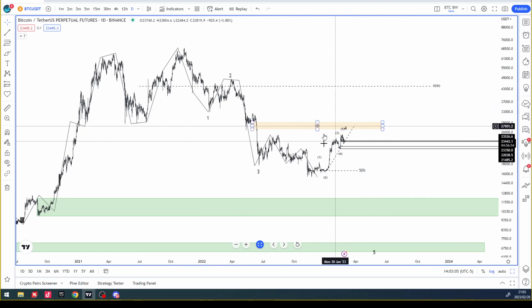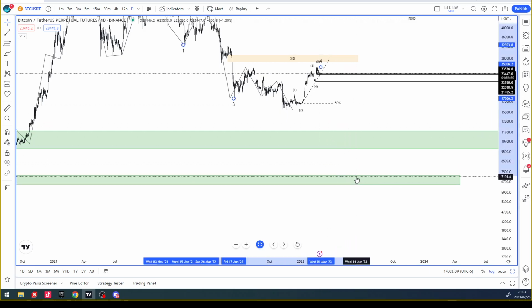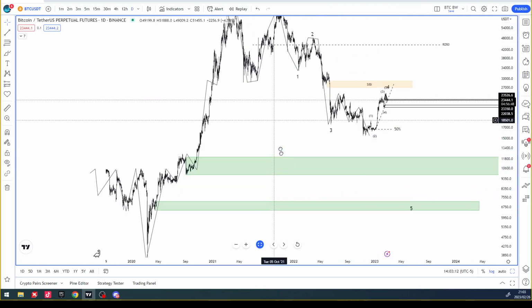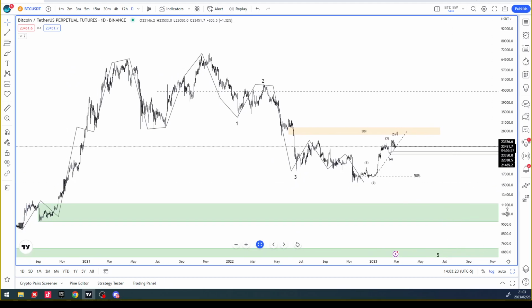So we're dealing with a B wave or a wave 4, and we are calling or looking for lower prices to hit the COVID lows, like we've said before. So that's from a wave theory point of view. Let's look at it through the lens of price action point of view using ICT concepts.